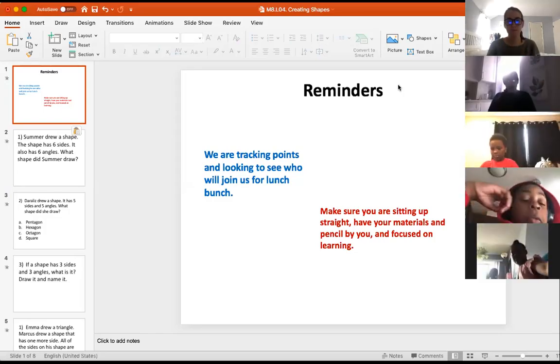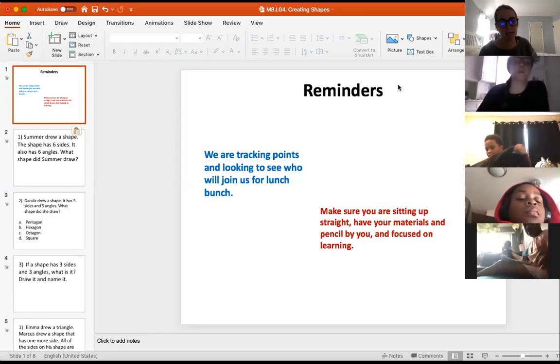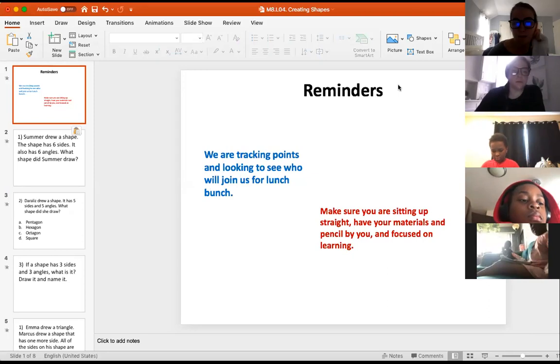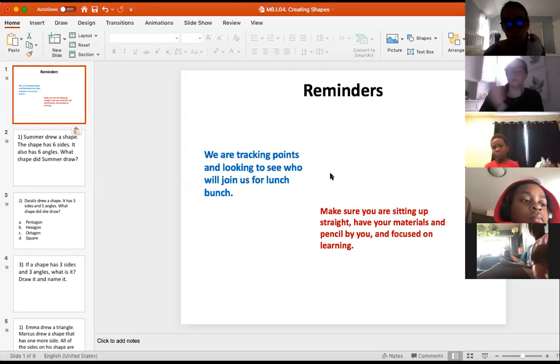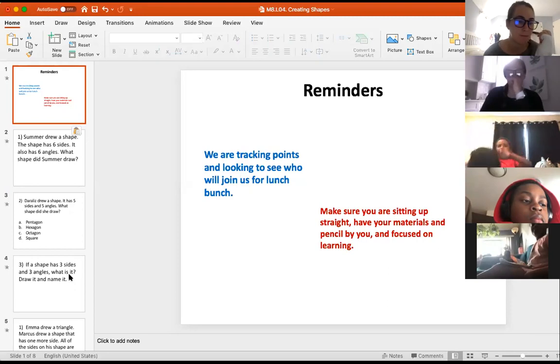Right. So I'm tracking to see who's going to get the most points and who's going to join us for lunch bunch. I want to make sure that you're sitting up straight and tall. You have materials and your pencils close by, and you're super focused on learning. So I'll do the first three, and then you'll help me after that.